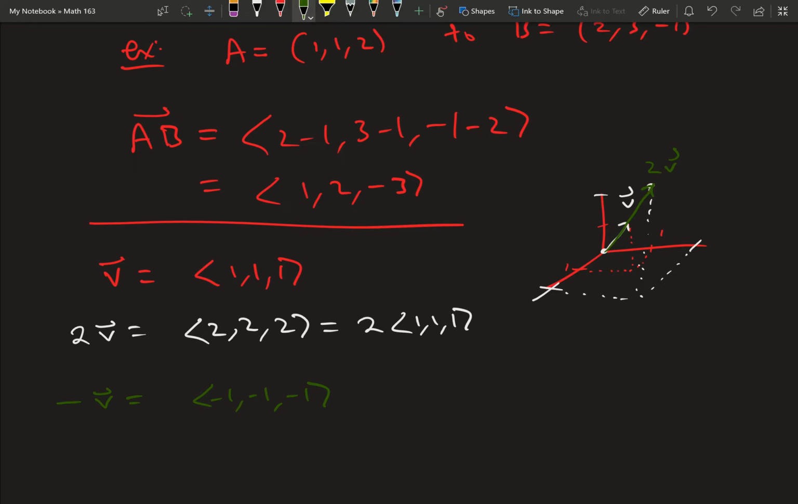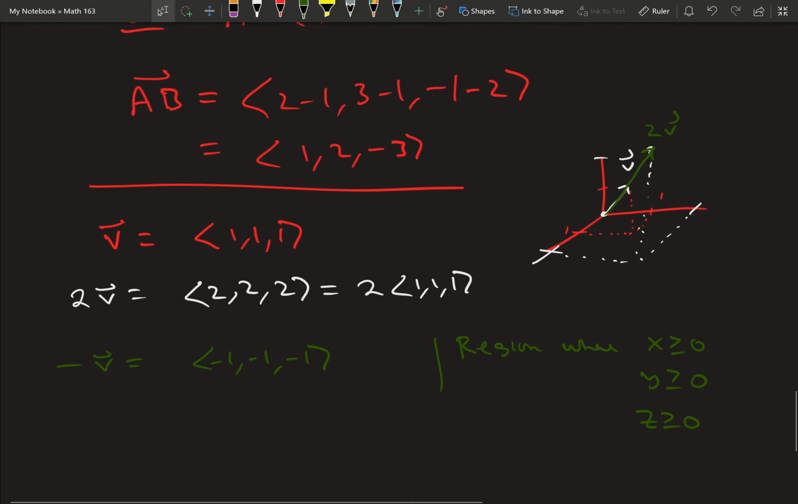By the way, I think I did not mention this in an earlier video, which I should have, in 12.1. The region where all our coordinates are positive is called the first octant. So right now, with all three being positive, we're in the first octant. But for this one, it would not be.